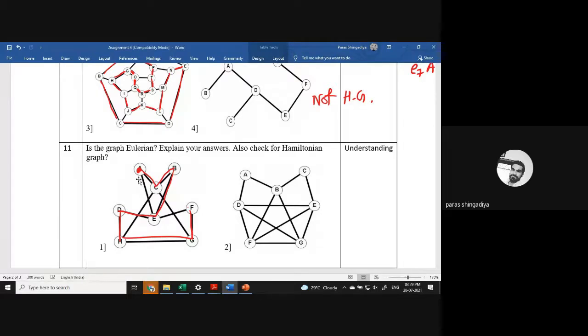The answer to the first one is: it is not a Euler graph. Clear? Why is it not Euler? The first condition to verify whether any graph is Euler or not is one of the results. Which result? Each and every vertex should have an even degree.